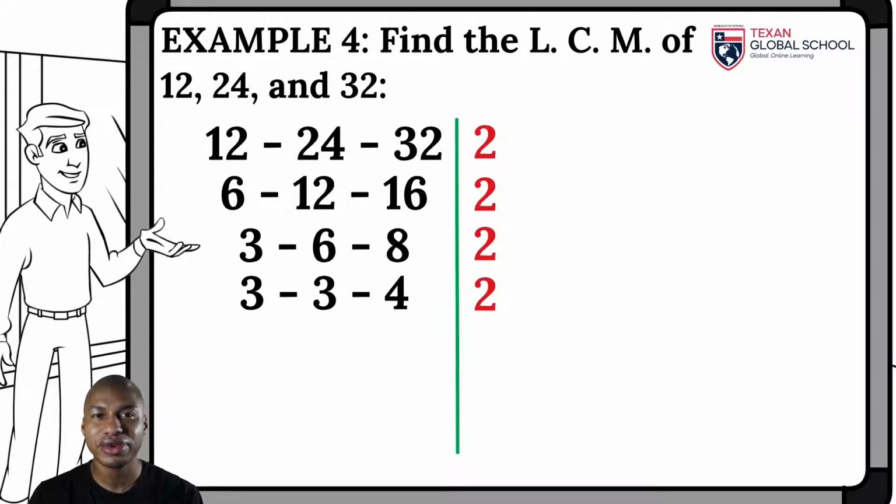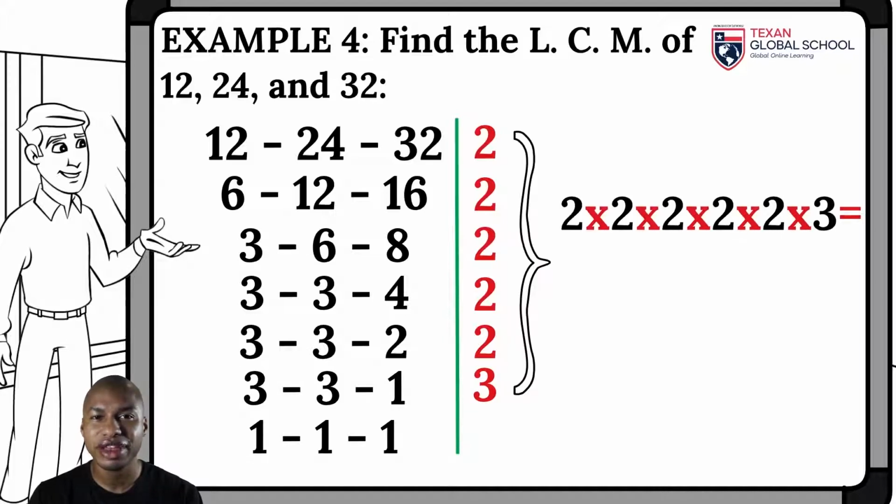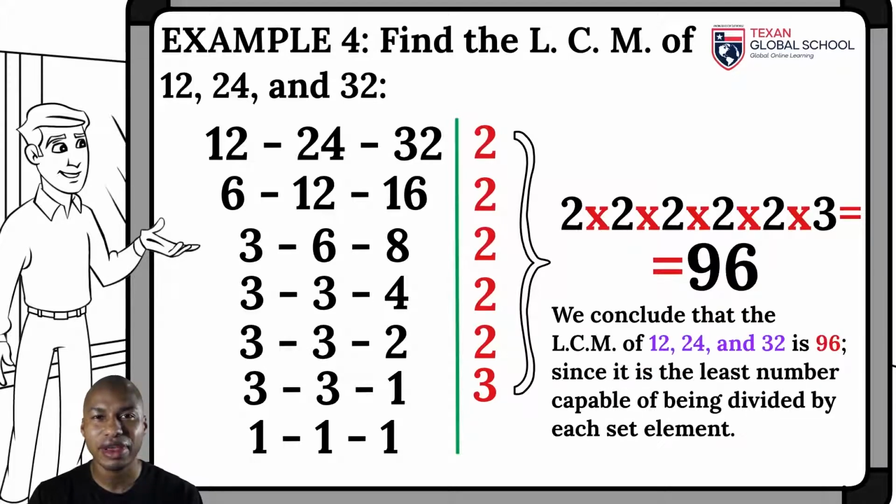We divide by 2 again since at least one number is divisible. We obtain 3, 3, and 2. Again by 2, obtaining 3, 3, and 1. Finally, we divide by 3 resulting in 1, 1, and 1. The product of these multiples will be the least common multiple of that set of numbers, which is 96, since it is the smallest number that can be divided by all those numbers.